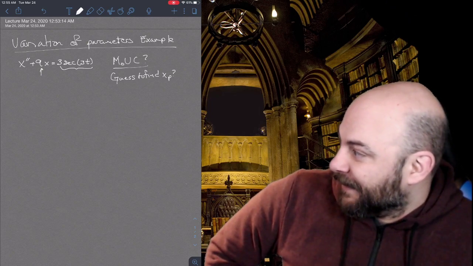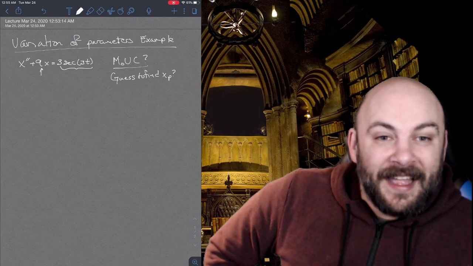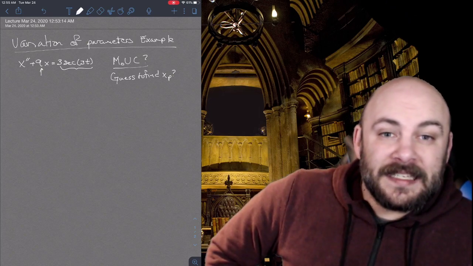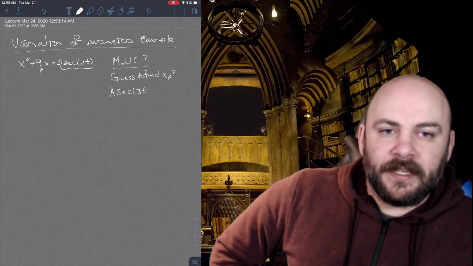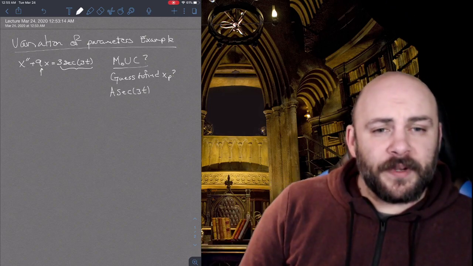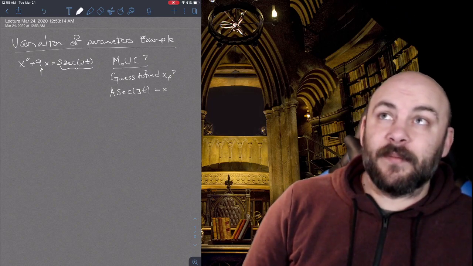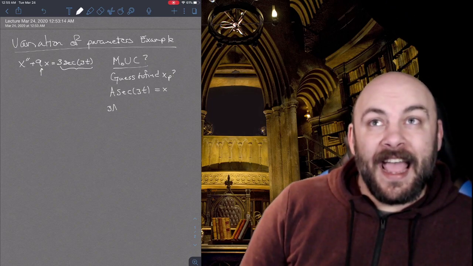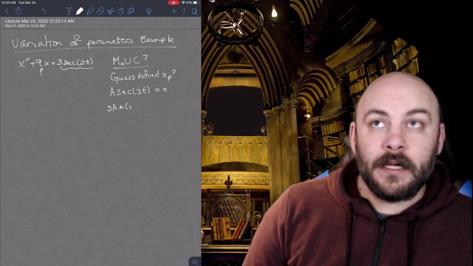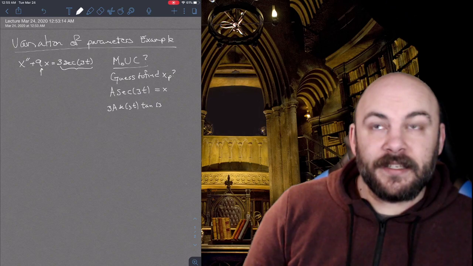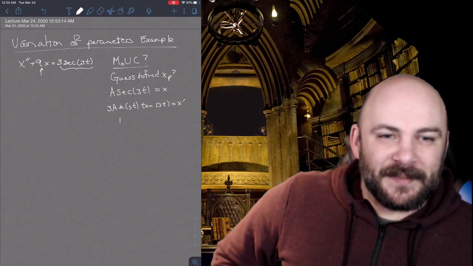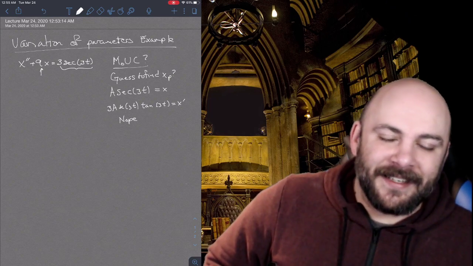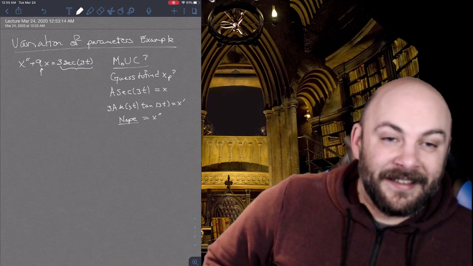But if I guess a secant of 3t for x, then my x prime is going to be equal to, let's see if I can remember this, 3a secant of 3t tangent of 3t. That's what it is. That equals x prime. And x double prime, I just don't want to do that. Just way too many terms.